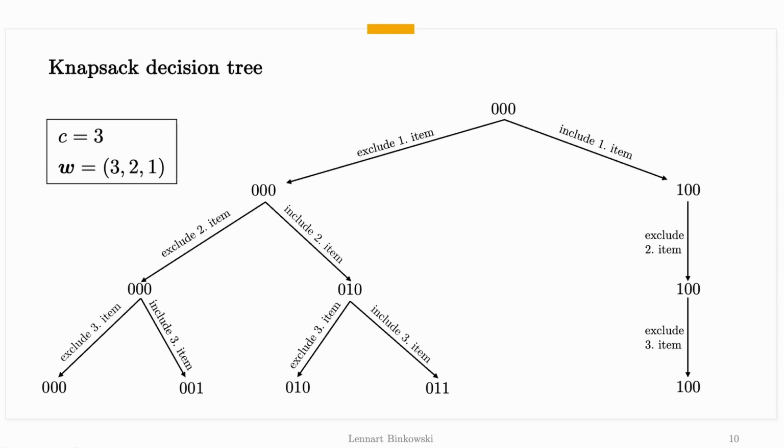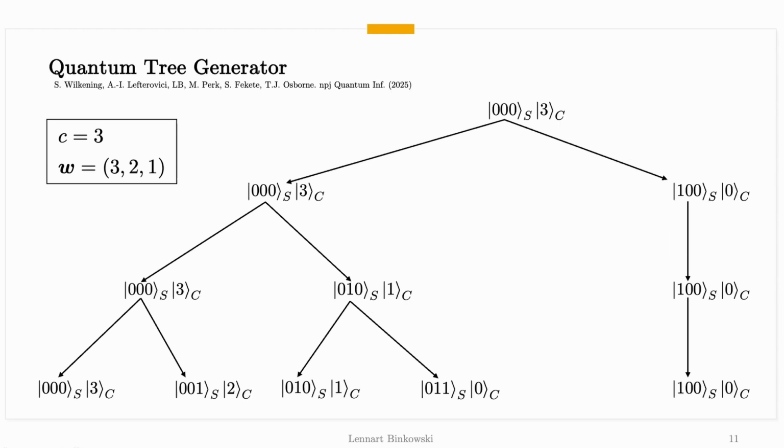And now the main idea of the quantum tree generator, or short QTG, is to take this decision tree and to explore it in superposition. But the structure remains the same. The only thing I have to add now is an additional register in which I record the remaining capacity. So now we start with the product state 000 in the main register and the binary encoded number 3 in a capacity register. And now we simply retrace the steps of the classical decision tree, but in superposition.